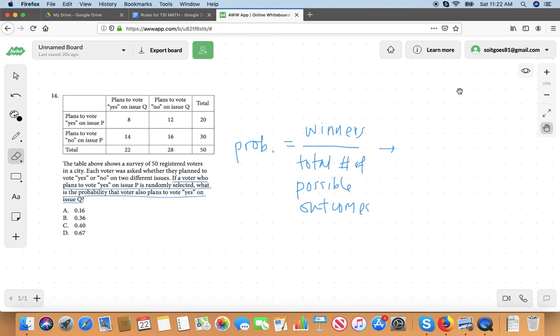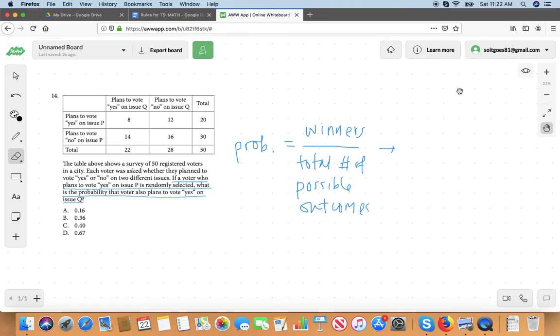I'm looking at this chart, trying to figure this thing out. Now, this column right here, though I'm on the erase function, not the draw function, this column is voters that plan to vote yes on Q, and voters who plan to vote no on Q. But we're not interested in Q, not just yet. We're interested in those that plan to vote for P.